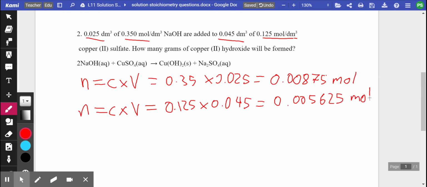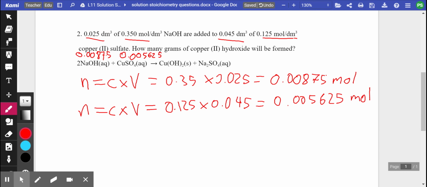Now again, at first glance, it seems that I have less copper sulfate than sodium hydroxide. However, again, this is where we need to think about the ratio. Let's put those numbers, although a bit small, up here. So that means, through my calculations, that I have 0.05625 moles of copper sulfate that I'm actually reacting, and then 0.00875 moles of NaOH.